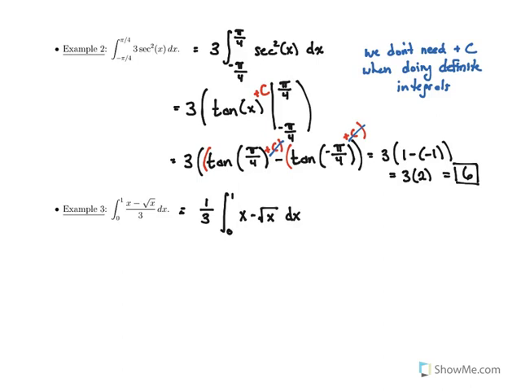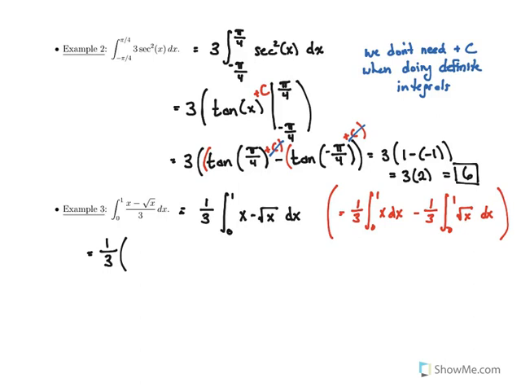And although I'm not going to write it like this, we could think about this as two separate antiderivatives: the integral of x minus the integral of square root of x. We can always just anti-differentiate over addition and subtraction very easily. So here we go. We have this 1/3 out in front, and we're trying to find an antiderivative of x minus square root of x.